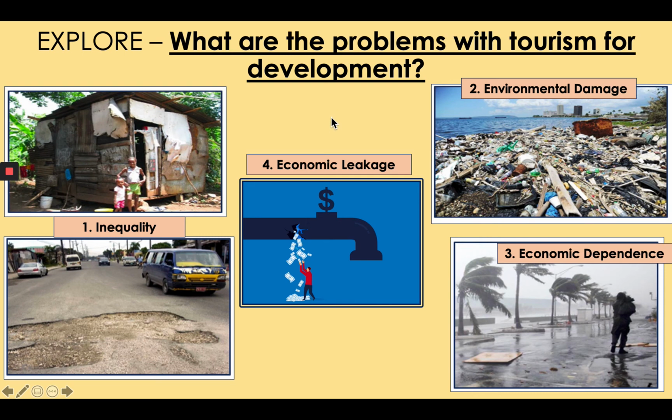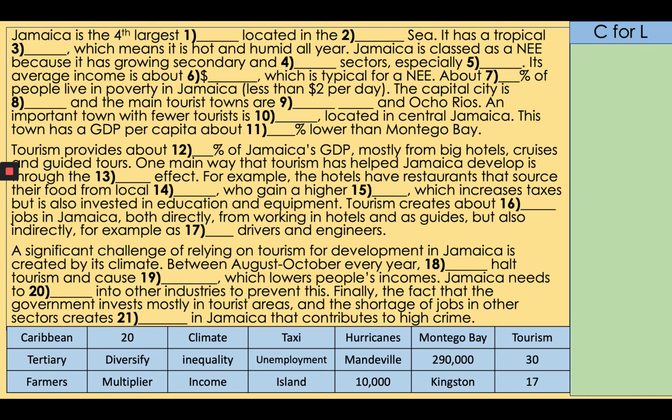Let's see how much you remember. I've explained a lot in a short amount of time. Please write 1 to 21 in your books. Read the paragraphs, put the words in the gaps, and then mark your answers after. Here we go.